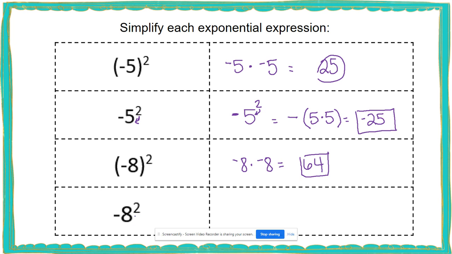In this problem, I'm only raising the 8 to the second power, and the negative tells me to take the opposite of that value. So this is telling me to find the opposite of 8 to the second power. Well, 8 to the second power is 8 times 8. So this is telling me to do 8 times 8, which is 64. But this tells me to find the opposite of 64, which is negative 64.